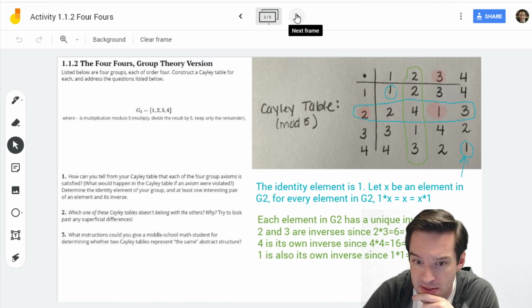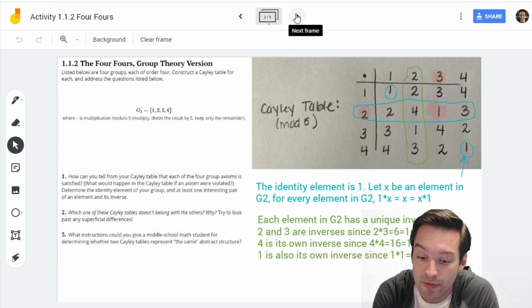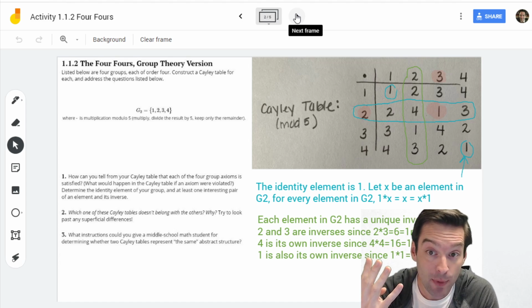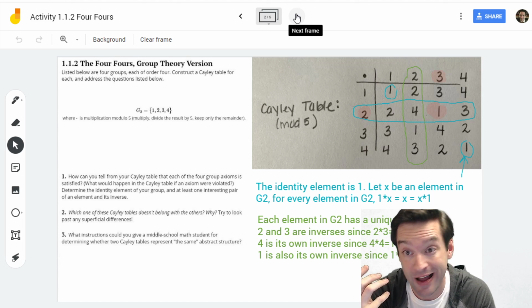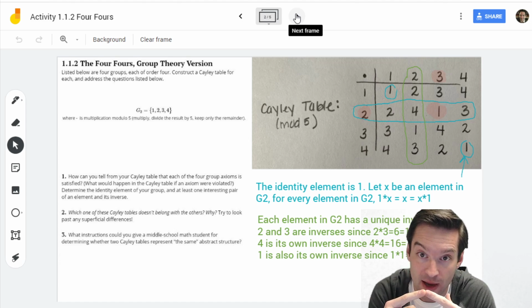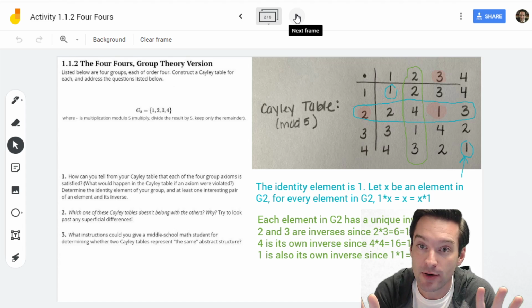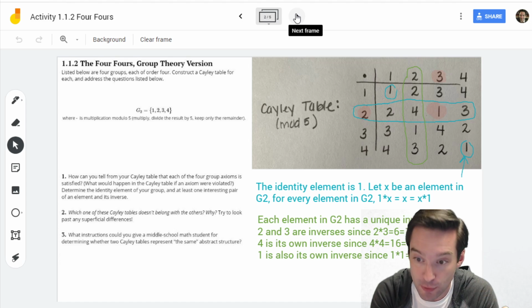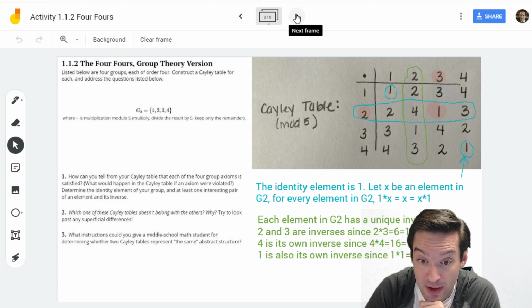The same thing with the second group, which was made out of the integers from 1 through 4 with the operation of multiplication modulo 5, right? So we multiply the numbers together, and we only keep the remainder of that product after dividing it by 5. Right? That also formed a group structure that we used 1, 2, 3, and 4 to represent those elements.